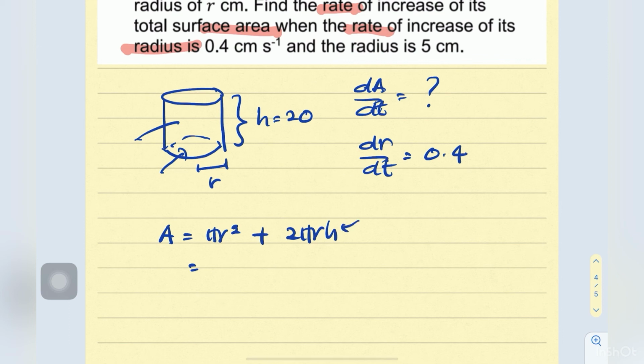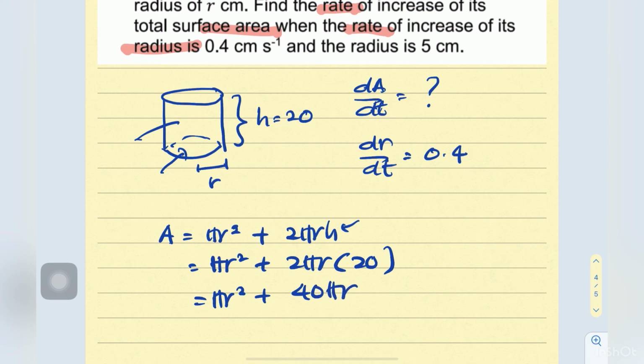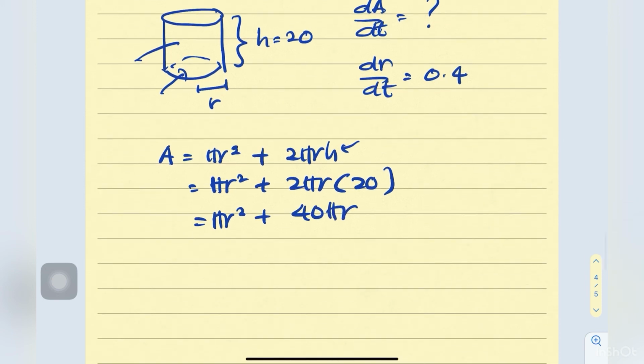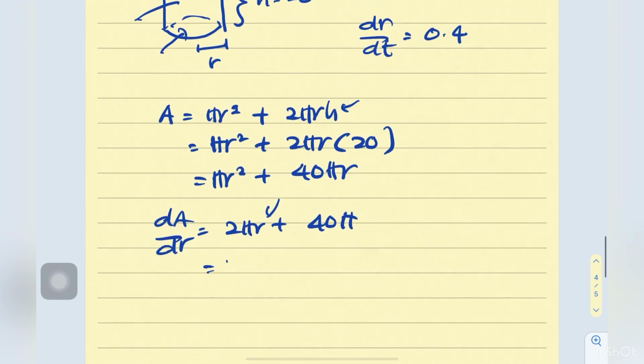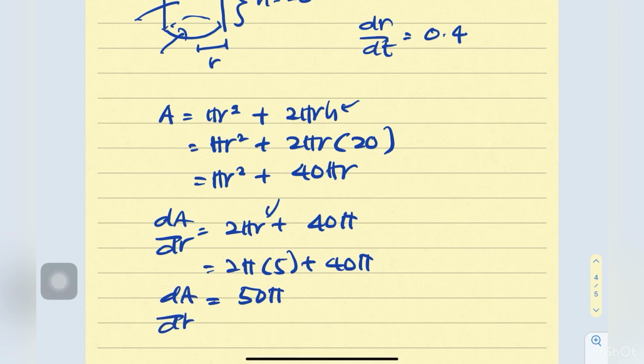Since h is fixed, we can substitute early. So h is 20. So pi r squared plus 40 pi r. So we have A in terms of r. We differentiate, we get dA/dr, 2 pi r plus 40 pi. And we can substitute the value of r just now, 5 centimeter. So 2 pi times 5 plus 40 pi, 10 plus 40, 50 pi. So dA/dr is 50 pi.